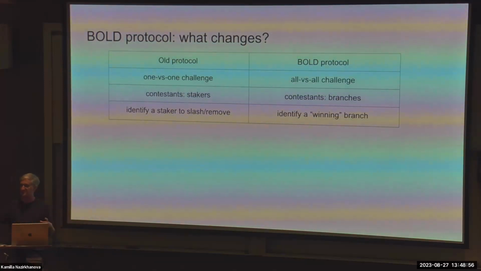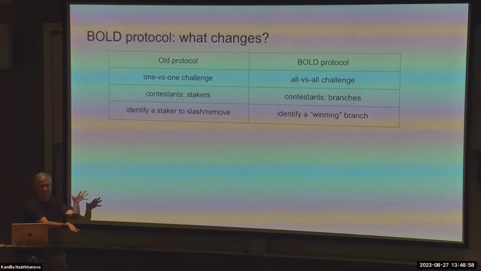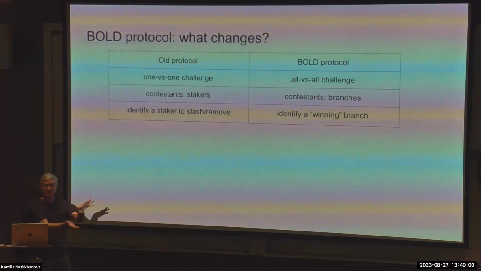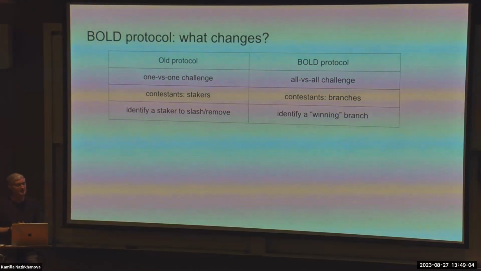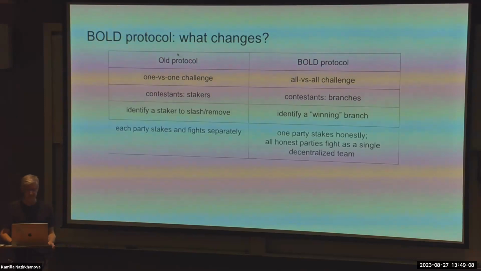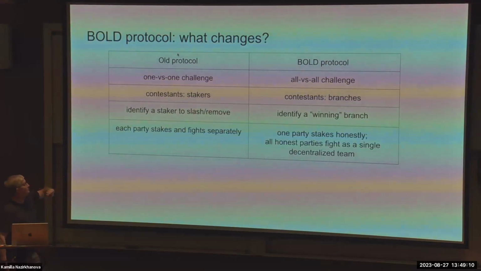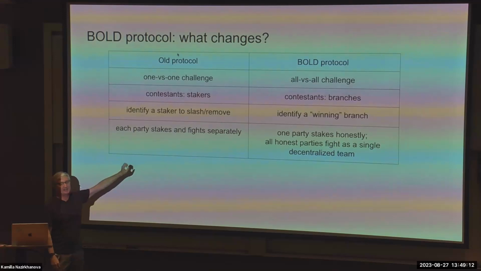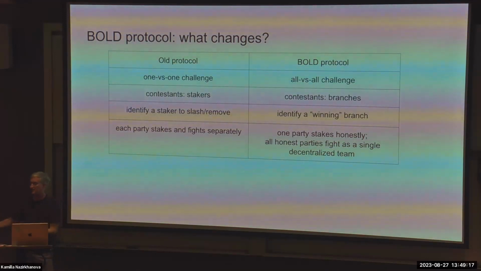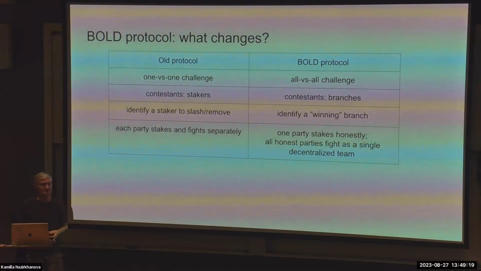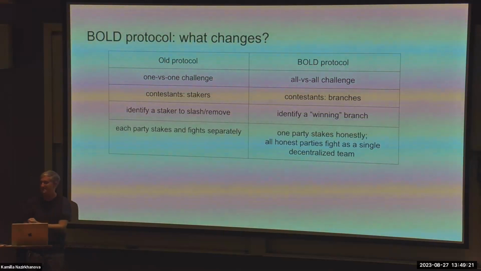You don't have a multi-round tournament. If there's a branch in this tree, it gets resolved within a single challenge protocol, which has a single upper bound on its running time. In the old protocol, each party has to stake and fight separately because people who are acting like your teammates so far might turn out to be malicious and stab you in the back later. So you have to stake and you have to fight challenges individually.